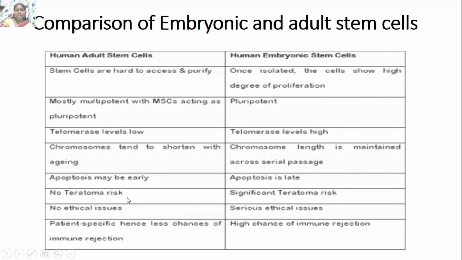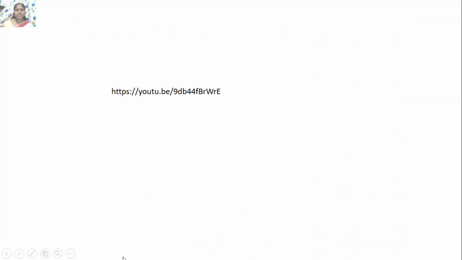So, no teratoma risk in case of adult stem cells. There is significant teratoma risk in case of embryonic stem cells. There are no ethical issues with regard to adult stem cells, but significant ethical issues with embryonic stem cells. The adult stem cells are patient specific, hence fewer chances of immune rejection, but high chances of immune rejection in case of embryonic stem cells.